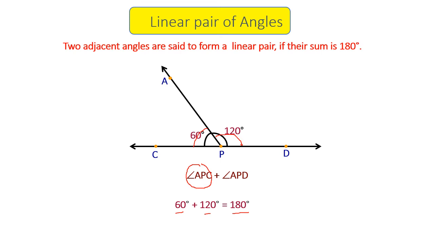So if the sum of two angles is 180 and they are adjacent as well, then it's called a linear pair. So they should be supplementary plus adjacent. They should be supplementary because their sum is 180, and along with that they should be adjacent to each other. Then what term will we use for them? Linear pair of angles.